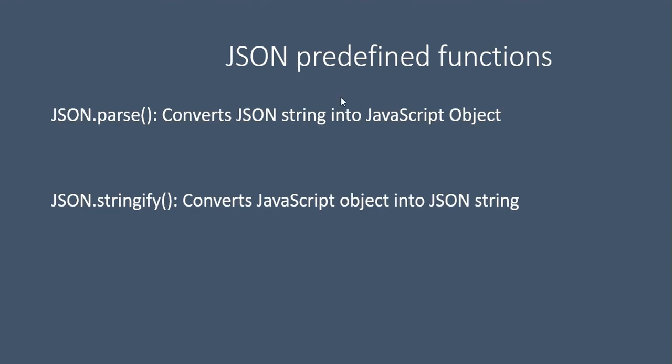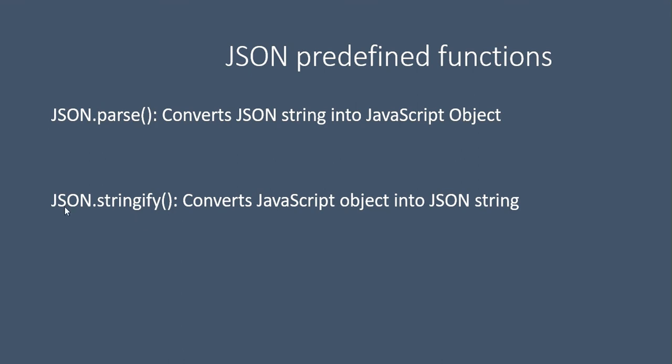JSON has some predefined functions. For example, JSON.parse converts a JSON string into a JavaScript object. This function is used when the server sends a JSON object to the browser. Then the browser uses that parse function, breaks the JSON object, converts it into a JavaScript object, and then displays each key value pair.